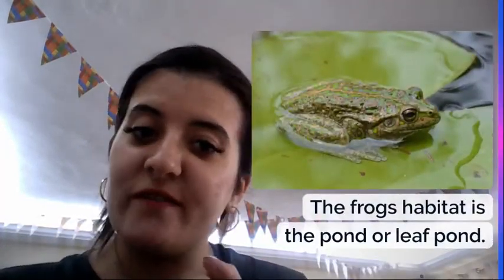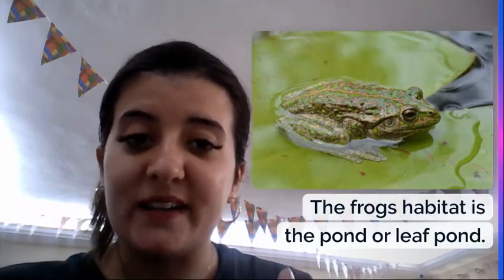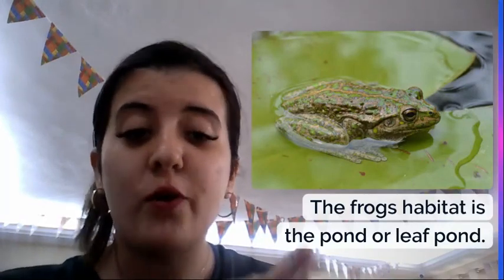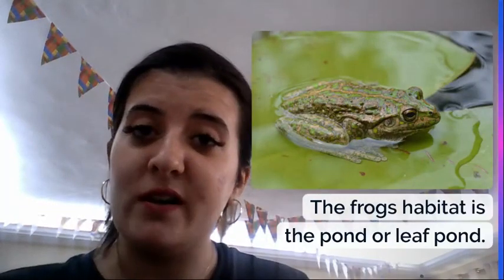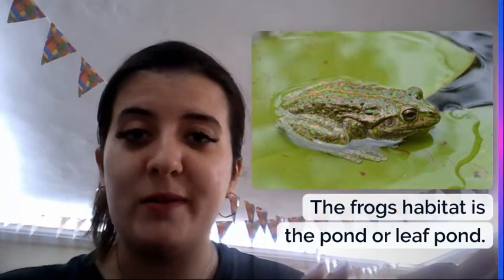For example, we have this frog. This frog's habitat could be the pond that it lives in, or we can see this leaf pond where it's sometimes on the leaf and sometimes it's in the pond. So it has both habitats as well.